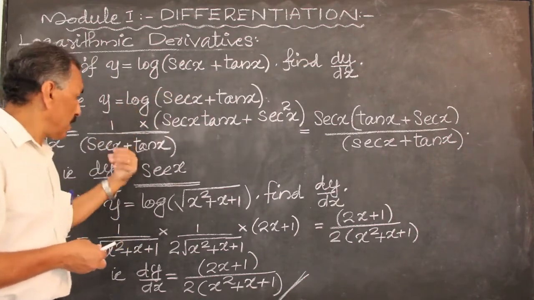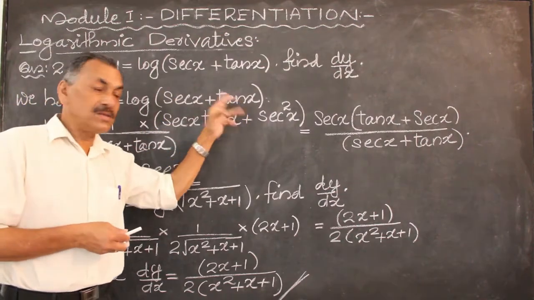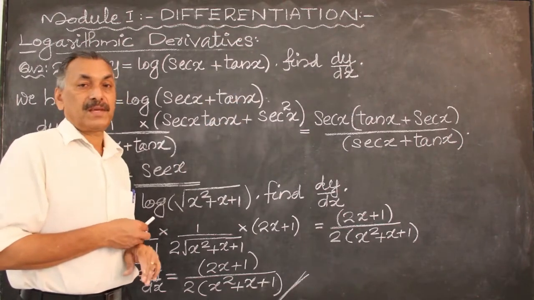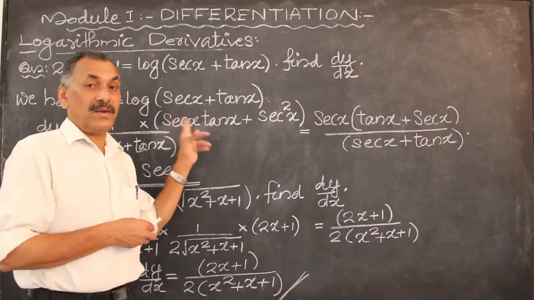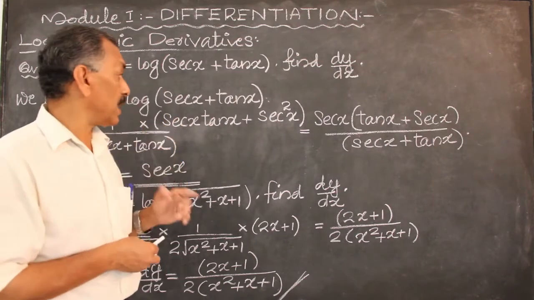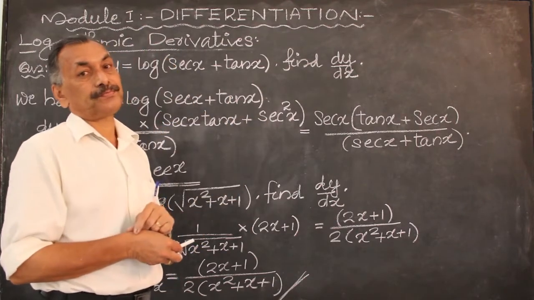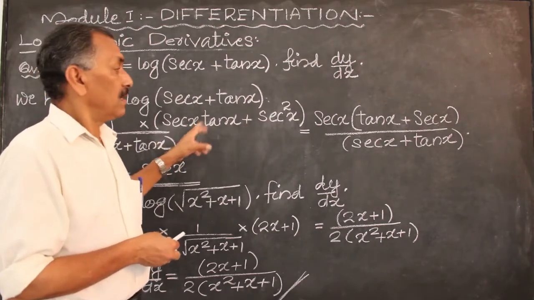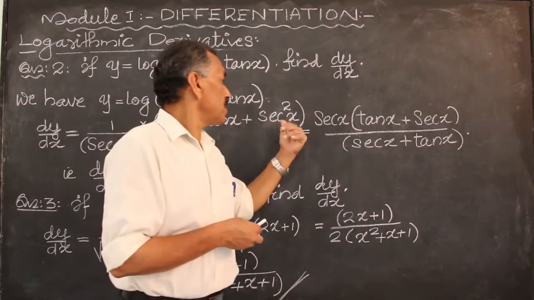Derivative of log u is 1 by u into the derivative of u. Derivative of u means derivative of secant x plus derivative of tan x. The derivative of secant x is secant x into tan x, plus the derivative of tan x, which is secant square x. Again, you can take secant x outside. That is equal to secant x into tan x plus secant x.